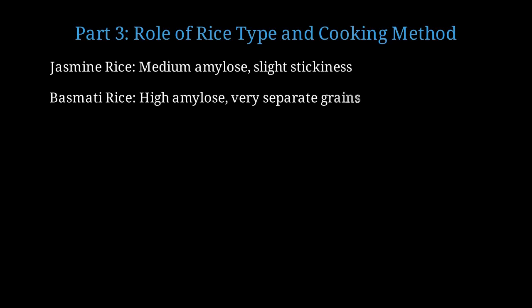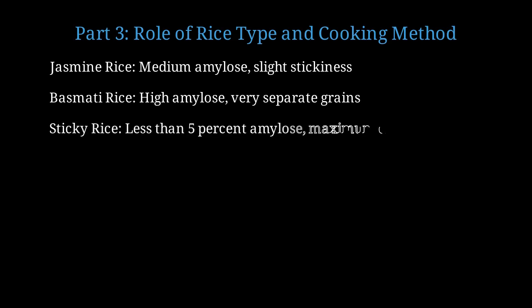Basmati rice has high amylose content, 22 to 28%. The grains stay very separate because amylose, despite leaching out, forms a less sticky gel than amylopectin-rich surfaces. Sticky rice with less than 5% amylose produces maximum clumping. The nearly pure amylopectin surface creates an extremely adhesive gel layer.